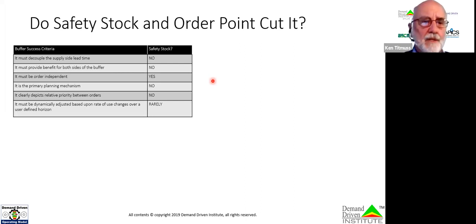And what tends to happen is that as soon as we get into safety stock, we then bullwhip our suppliers because we have to maintain that safety stock level, and we send an order up the supply chain for immediate delivery. Does it clearly depict the relative priority? No, we don't know when one level of safety stock in an item is any worse or better than any other level of safety stock in another item. So we really don't know relative priority. And they don't dynamically adjust, or rarely do they dynamically adjust. Some people have tried to adjust their safety stock levels based on their forecasting performance, but people rarely do that.